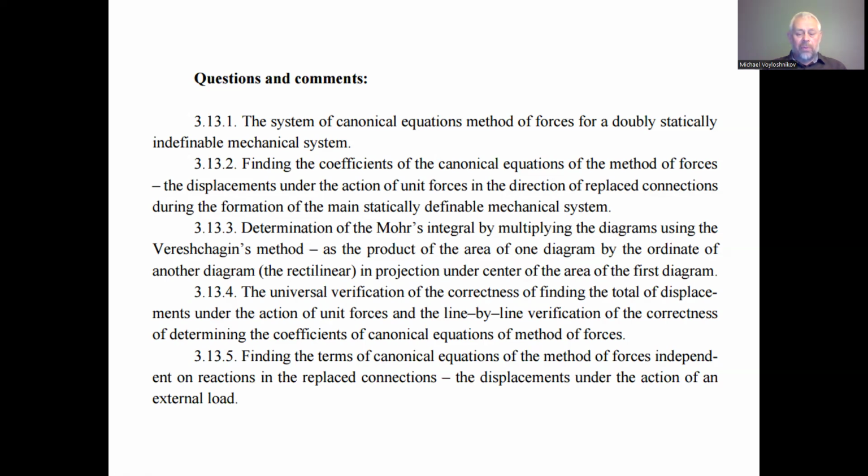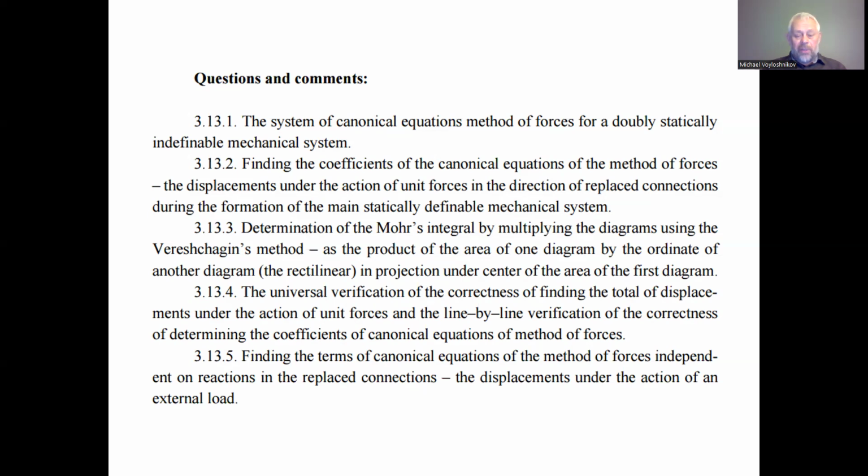The second equation is the total of all displacements in the second direction of the cutoff link, the second cutoff link, as well as two summands of the displacement in the direction of the second cutout link under the action of the unit forces applied, or the unknown forces. The factors are the displacement under the action of the unit forces, and the free summand is the displacement under the action of the external load in the same second direction.